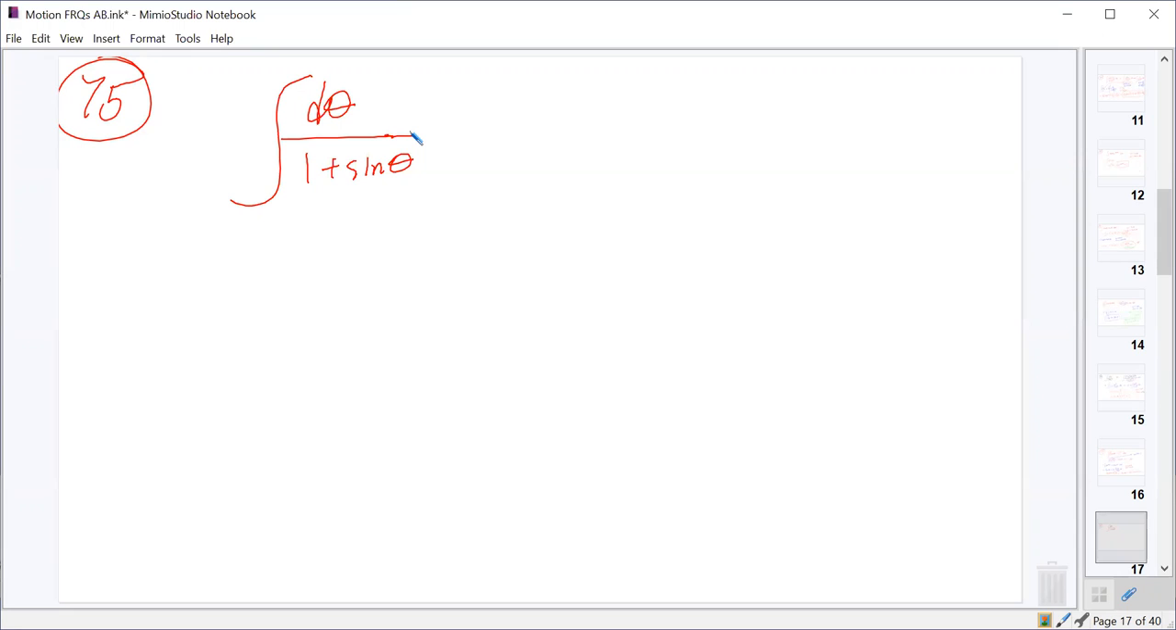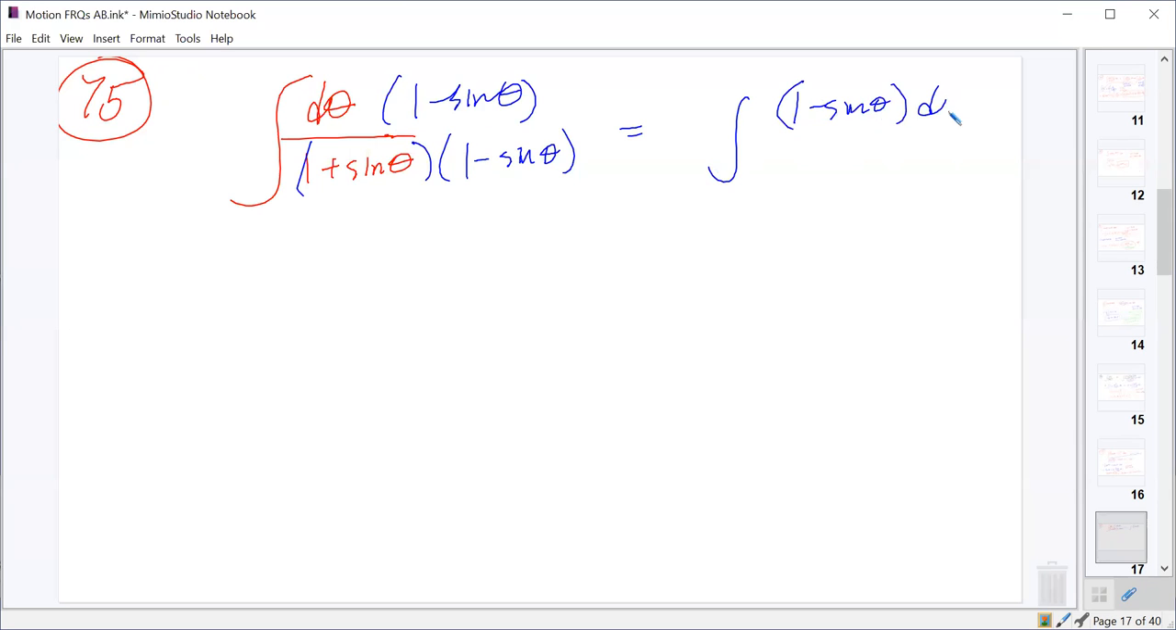This is something that we did with indeterminate limits. What do you sometimes have to multiply by? The conjugate. That is common in trig stuff as well. I'm going to multiply this by 1 minus sine theta over 1 minus sine theta. And that ought to give me 1 minus sine theta, d theta, over, well, if I distribute all that out, I get 1 minus sine squared theta.